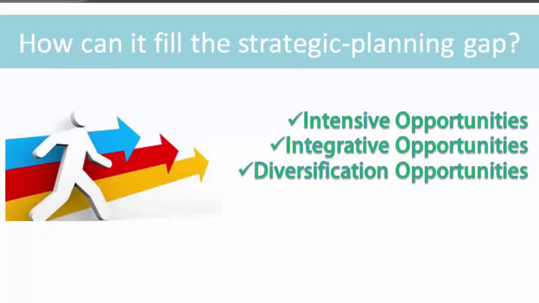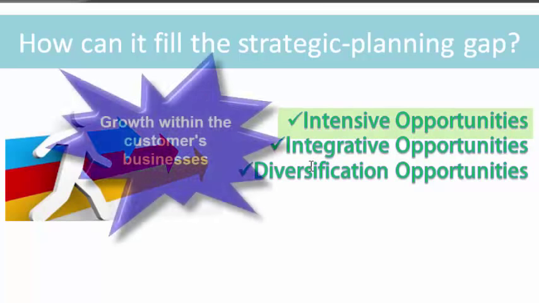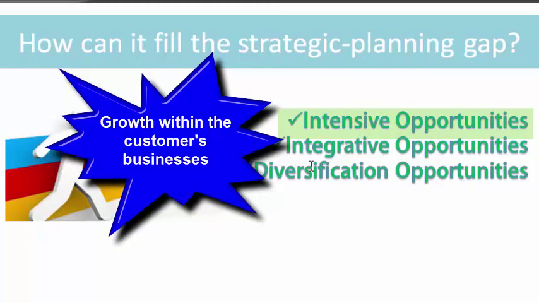How can it fill the strategic planning gap? Intensive opportunities, integrative opportunities, diversification opportunities. The first option is to identify opportunities for growth within the current businesses. For example, a Classmate notebook may have some spiral notebooks, some corporate diaries, or some drawing books as well. So these are intensive opportunities.